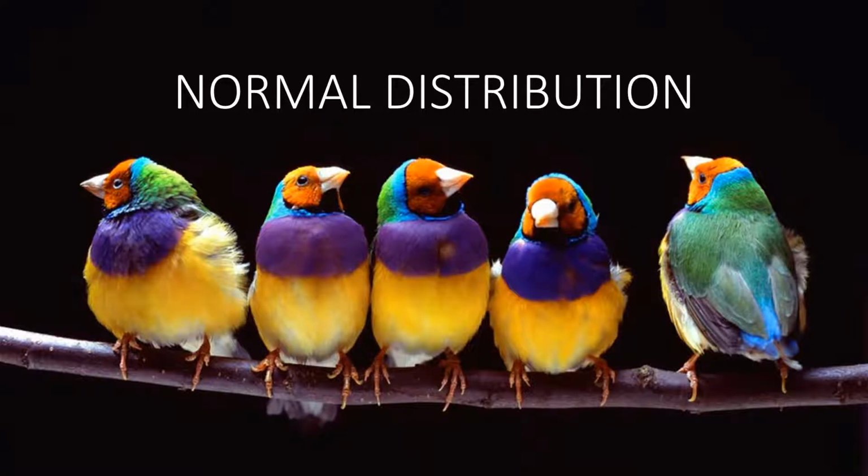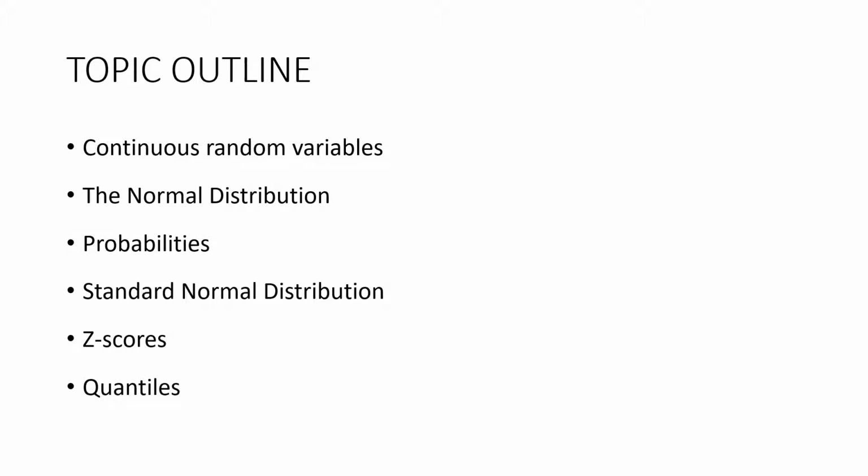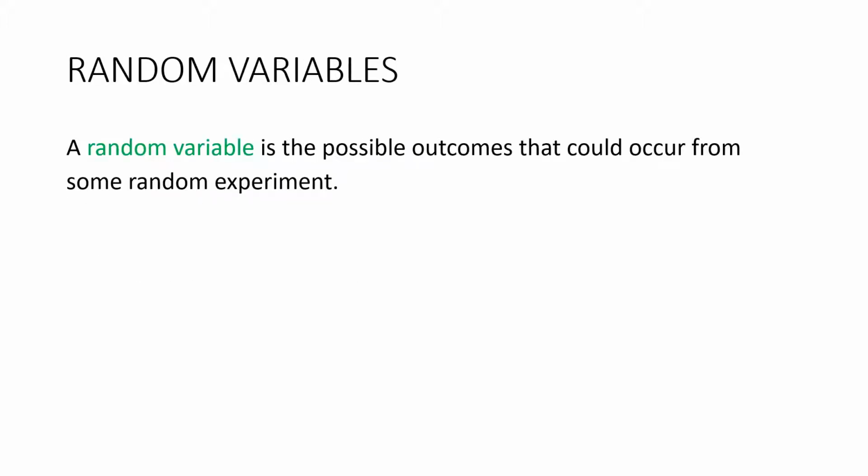Hi everyone, this is the last topic. So this is normal distribution and it's for the International Baccalaureate Maths Standard course. In this topic we're going to look at continuous random variables, the normal distribution, probabilities, standard normal distribution and z-scores, and then quantiles.